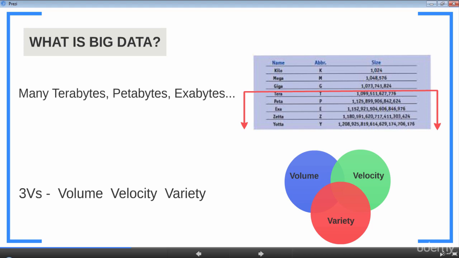So whenever you're asking yourself whether I have a big data problem or not, take these three V's, volume, velocity, and variety, into consideration. This will guide you in understanding whether the problem you're facing now is a big data problem or not.